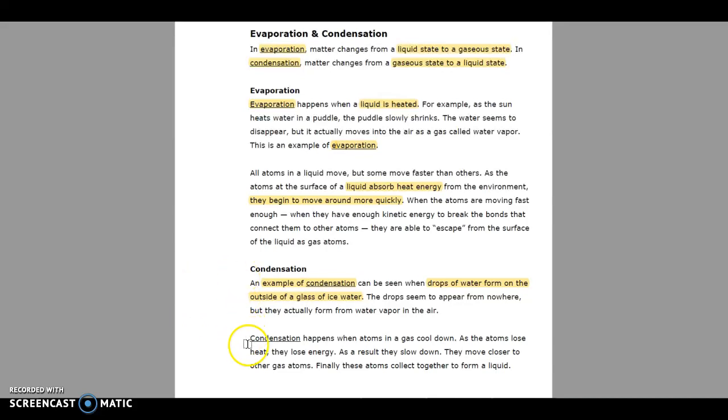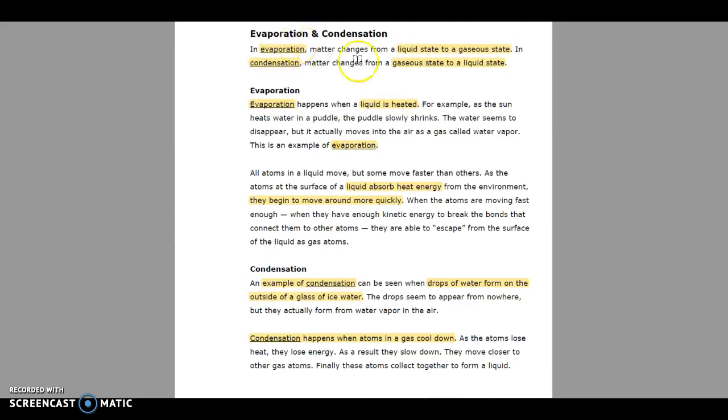Okay, next paragraph. Condensation happens when atoms in a gas cool down. I know right off the bat that's important, so I'm going to highlight it right away. You can underline it right away. As the atoms lose heat, they lose energy. As a result, they slow down. They move closer to other gas atoms. Finally, these atoms collect together to form a liquid.